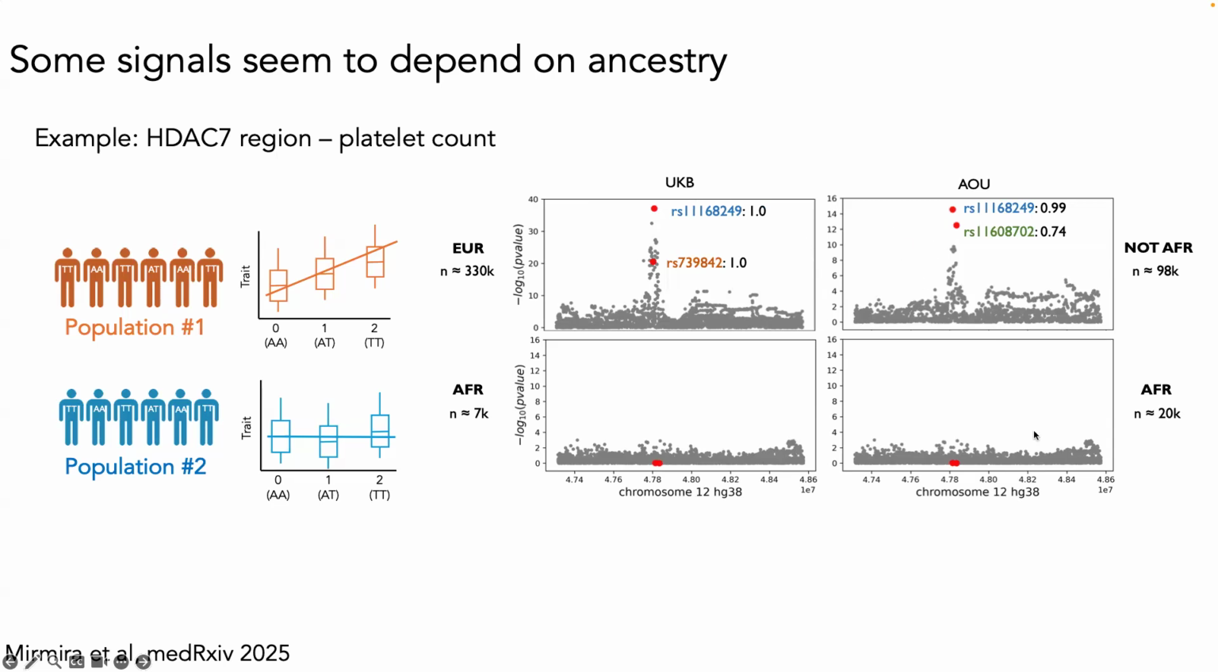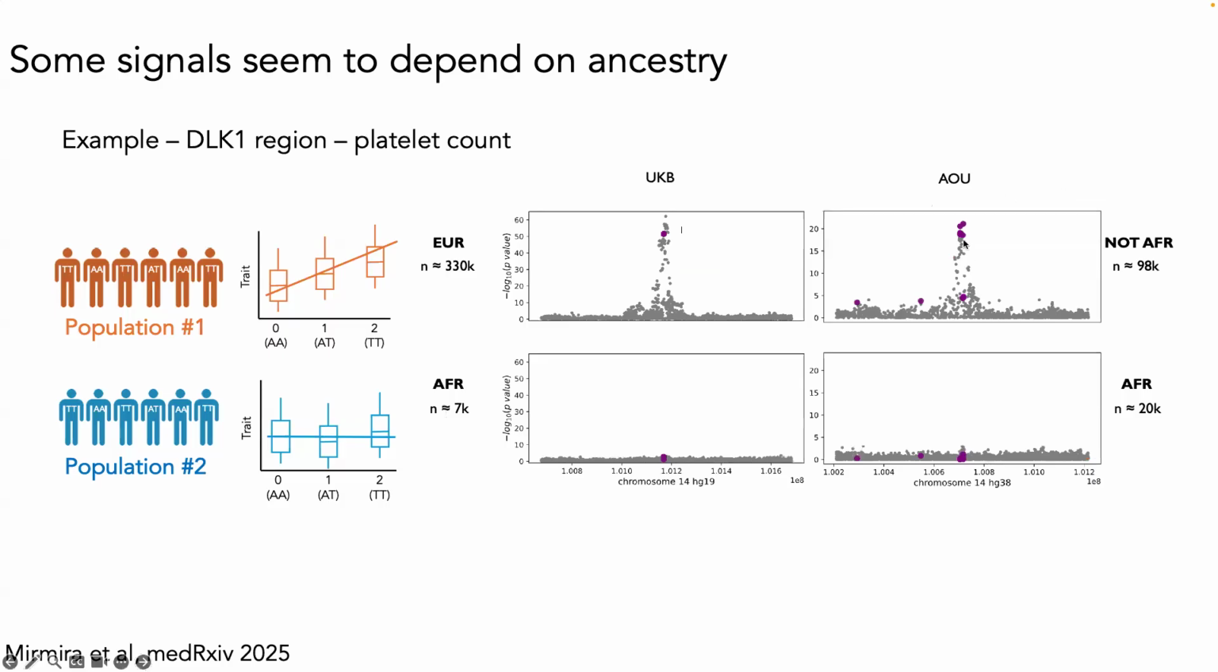Those variants are actually present and at similar allele frequencies in the African cohort, but there's radio silence in the signal, even at things that we thought we should have power to detect. Here's another example. This is again something for platelet count in the DLQ1 region. There are variants that PipSort prioritized as being likely causal in the European samples. Those variants are present and they should be associated in the African cohort, but we don't see any association.